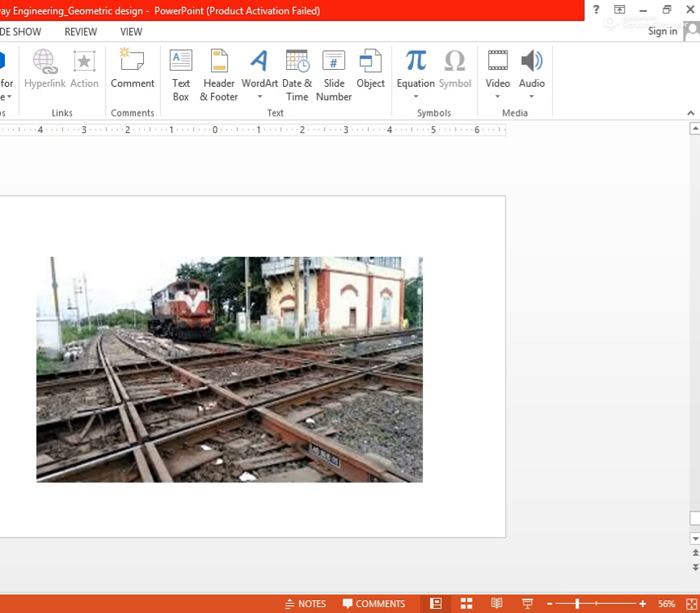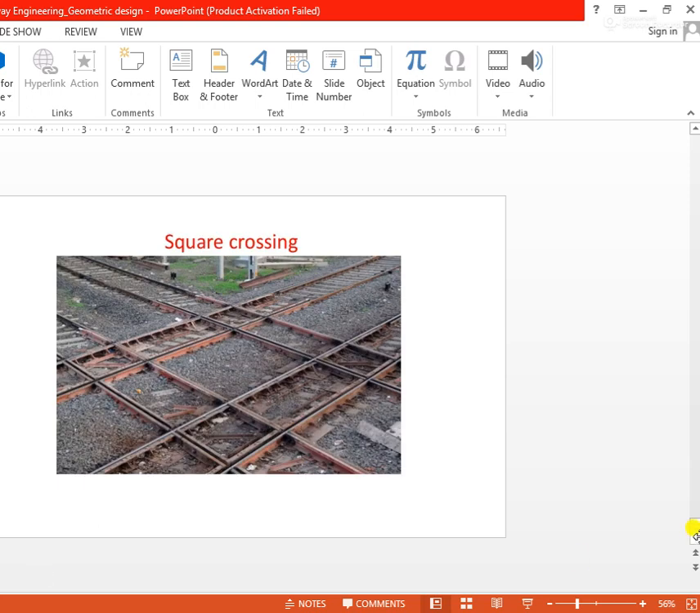Okay, after the diamond crossing we have another type of crossing, that is the square crossing, a completely right angle crossing. This type of crossing is available, I think, in Delhi, in the vicinity of Delhi, at some stations. I don't actually have clear knowledge or a clear idea. So in Delhi, this type of crossing is available. This is called a square crossing, a completely right angle crossing.